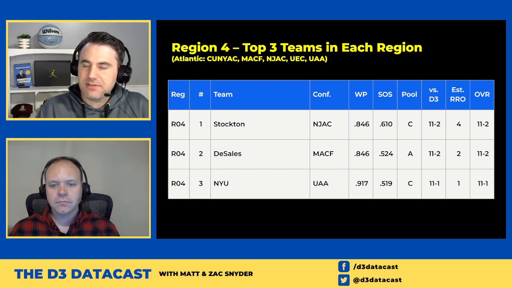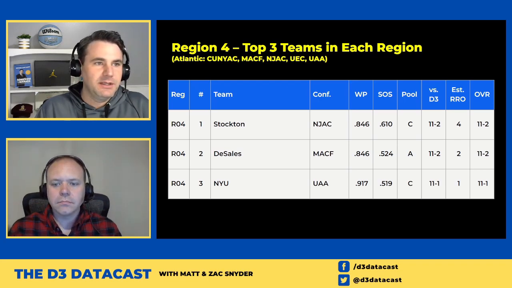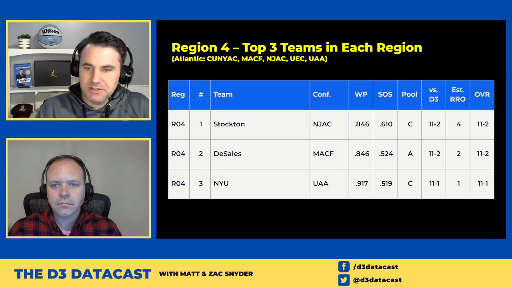So I think, 3 regions in a row we've seen a UAA team. .917 winning percentage, .519 strength of schedule. I think they only have the one regionally ranked win at this point. That was a win at Roanoke. So that was a good win. I could listen to an argument that maybe NYU should be 2 and DeSales 3 here. I think that's fine.